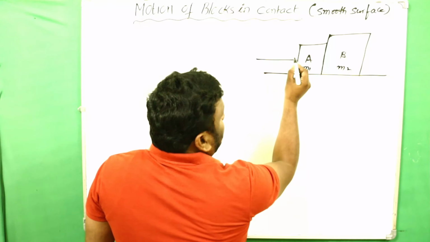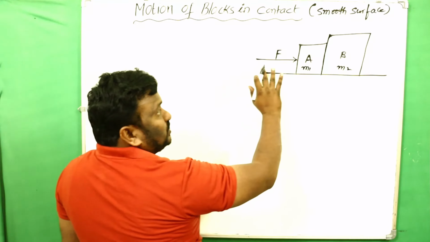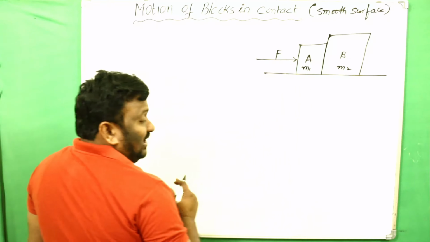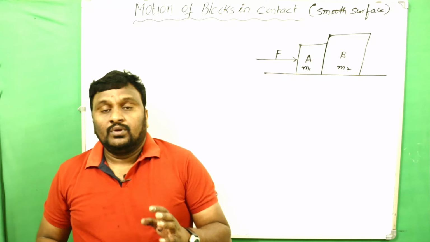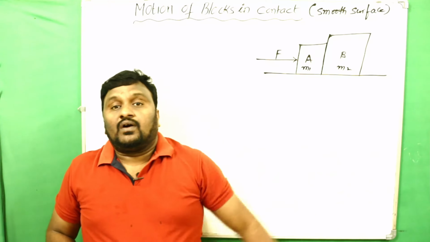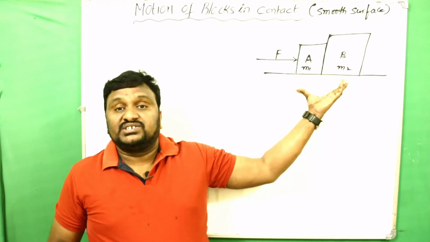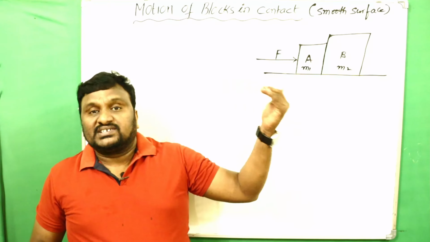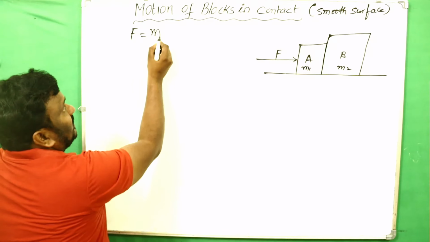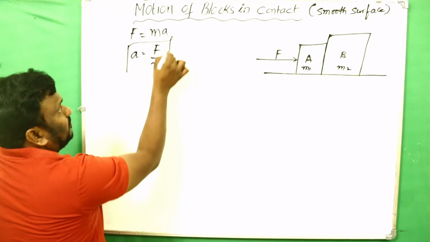Now we are applying a force F in this direction on the first body A. Then both can be accelerated. When two bodies are in contact and we apply some force, they move with the same common acceleration. So according to Newton's second law, F equals ma, from that a equals F by m.